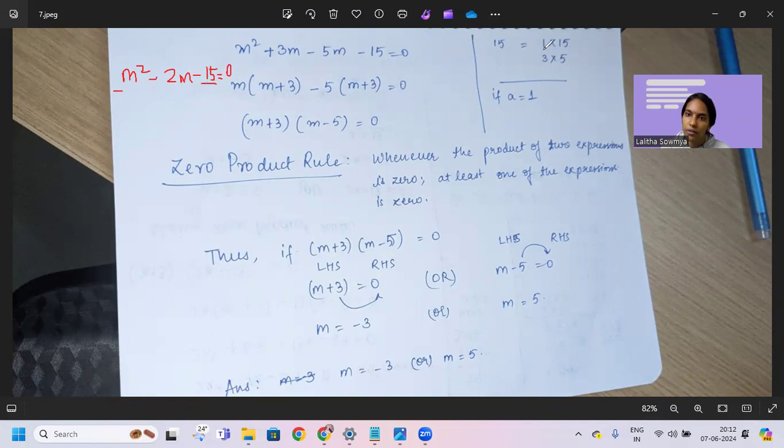1 15s are 15, 3 5s are 15, 5 3s are 15, and 15 1s are 15. So there are 4 factors, and 2 combinations: 1 and 15, and 3 and 5. Now we have to factorize them.